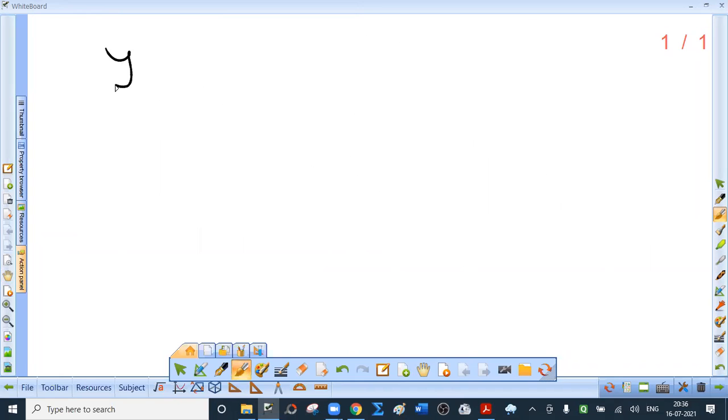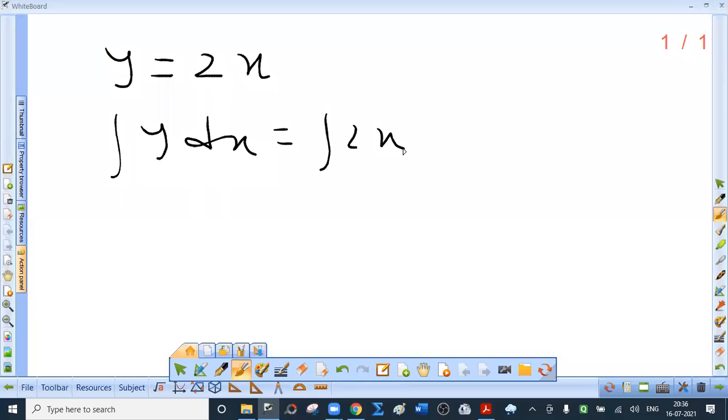Suppose I ask you to integrate y equal to 2x. So integral y is integral 2x. Can you tell me what is integral of 2x? It is nothing but 2 into what is integral of x? X means x raised to 1. So its integral is x raised to 1 plus 1, that is x square upon 2 plus c.